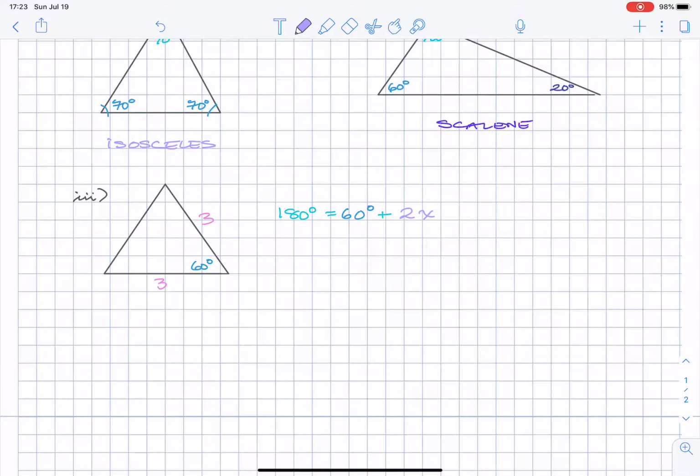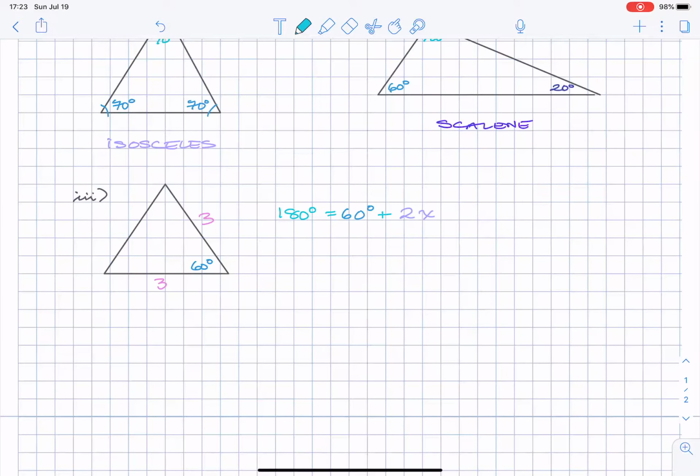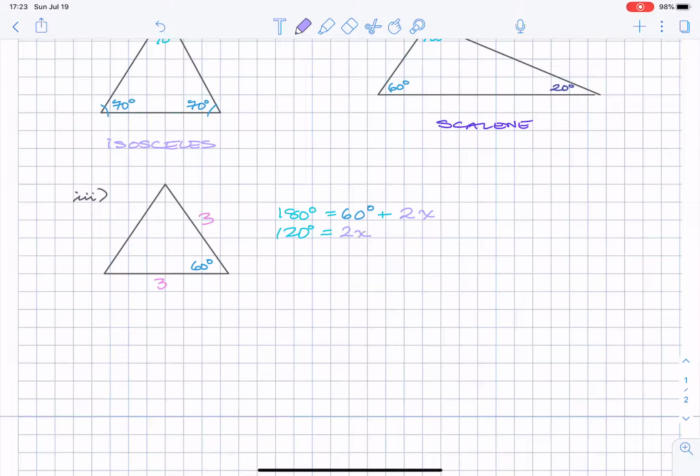Okay, so let's subtract 60 from both sides. So we get 120 is equal to 2 times the unknown angles. So here are our unknown angles. Now let's divide both sides by 2. So 120 divided by 2 is 60 degrees. That's interesting. So each of the angles measures 60 degrees.